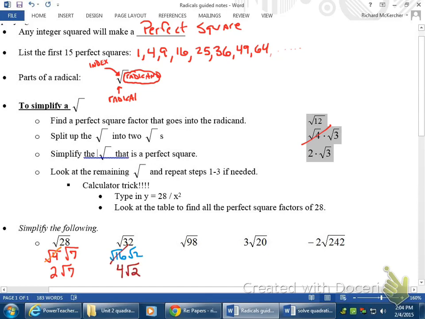Alright. Notice I'm looking for the perfect squares that go into 28. 4 goes into 28. 16 goes into 32. Now on this particular problem, some people mentioned that 4 also goes into 32. Up here, 4 goes into it and 16. In that case, you always want to use the largest or the greatest perfect square. Keep going.